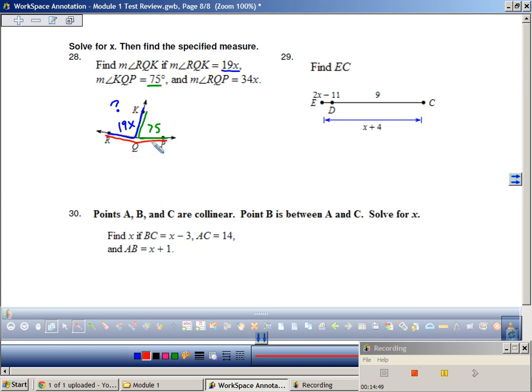But this isn't a linear pair. Why? I shouldn't say it's a linear pair, because you can't assume just from the picture. So at the end, would I be able to tell if it's a linear pair? How? Once I solve for x and add the two angles together, they'd have to equal 180.